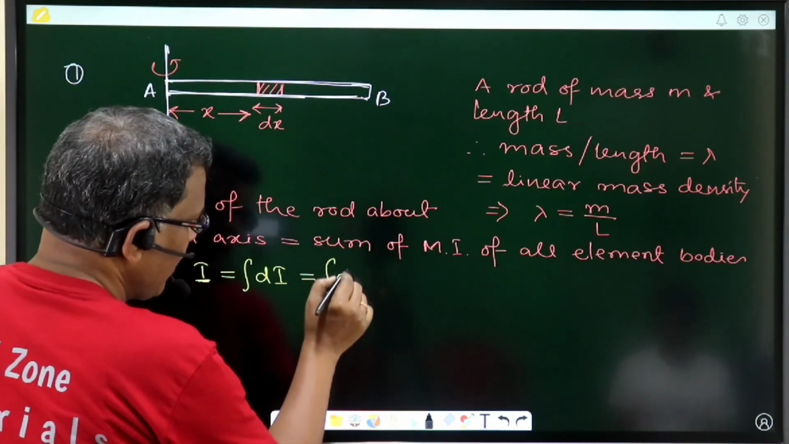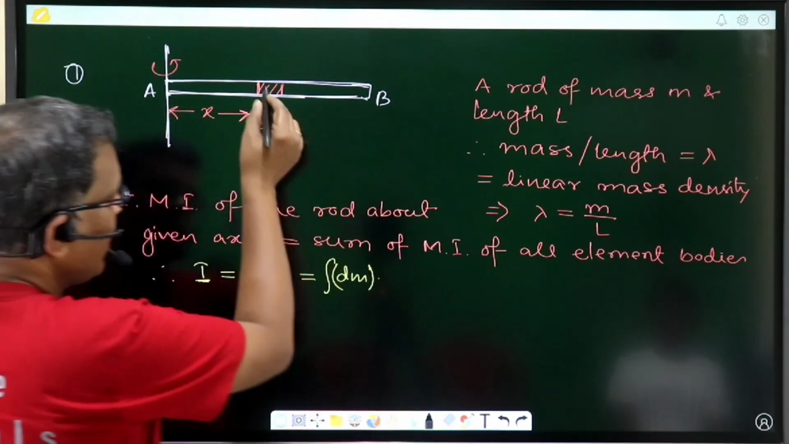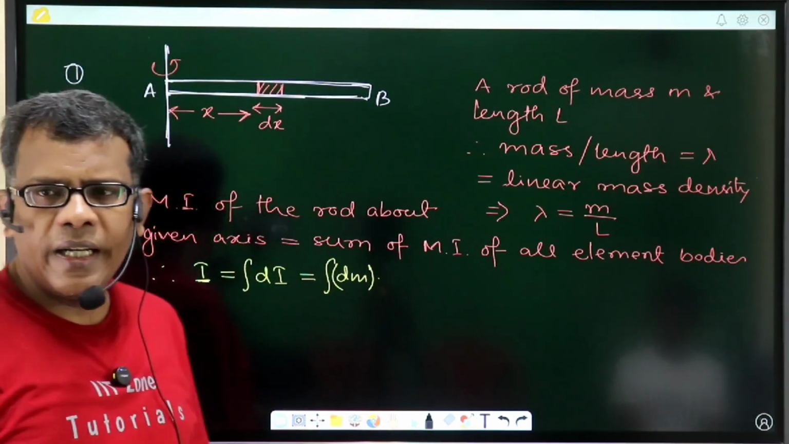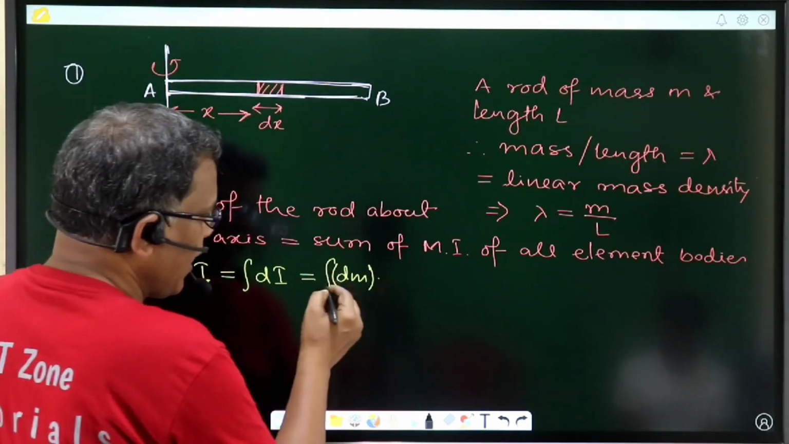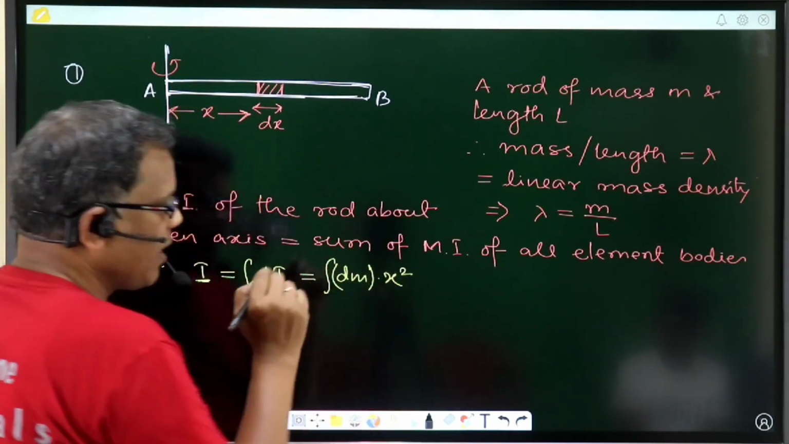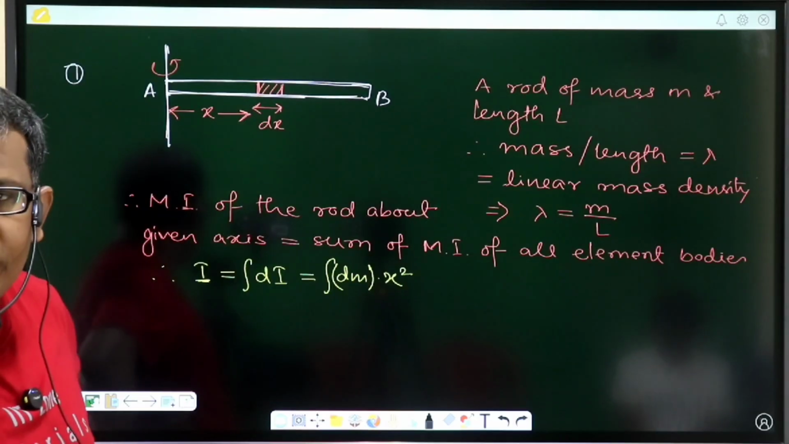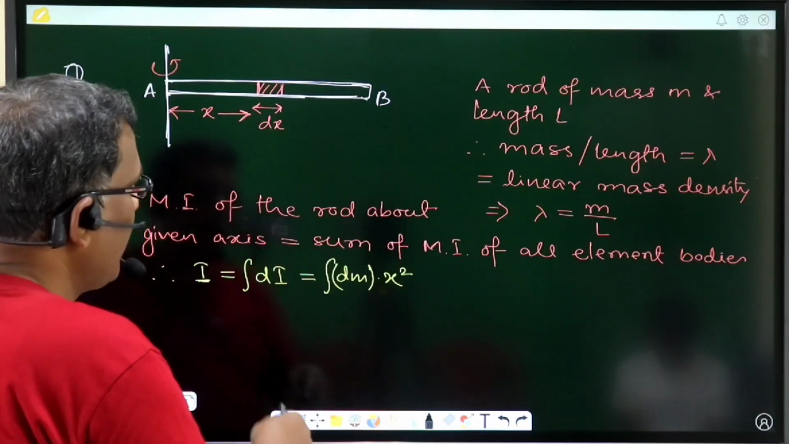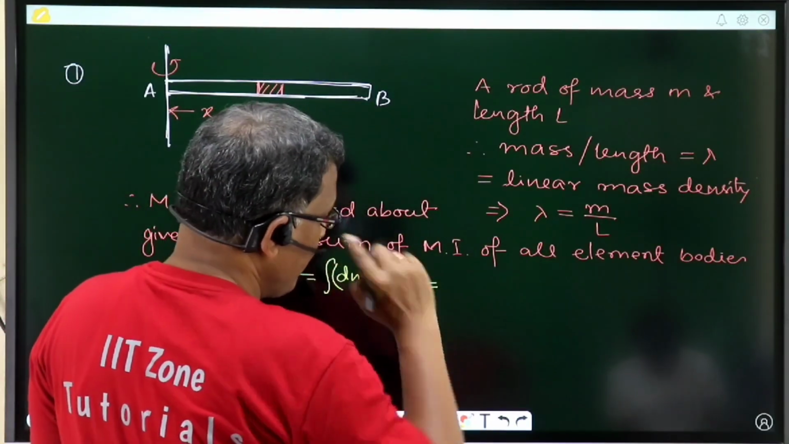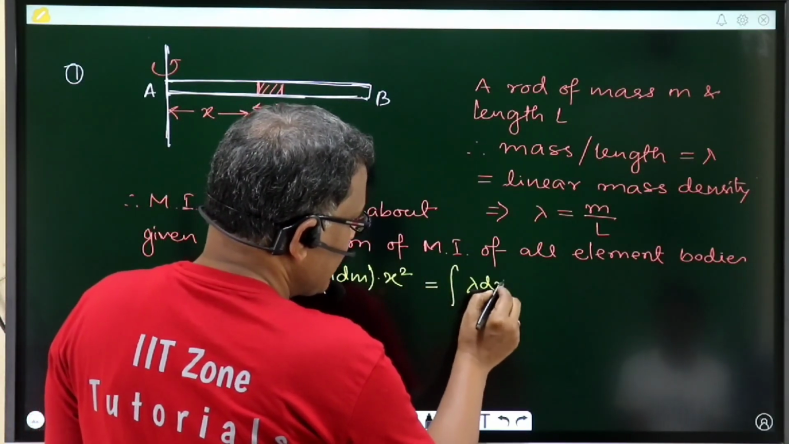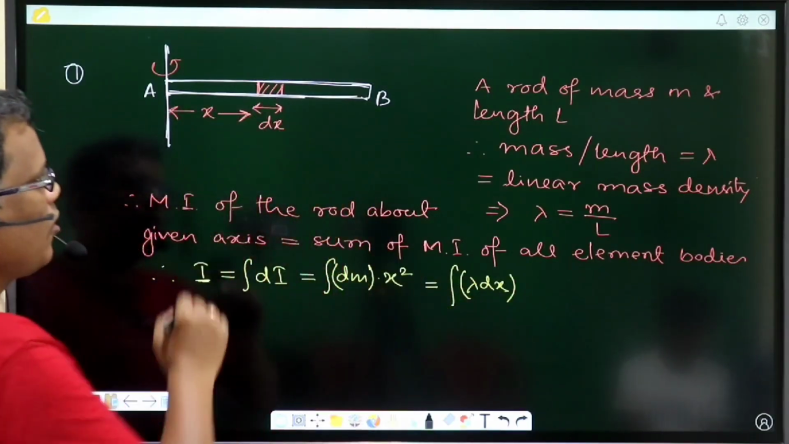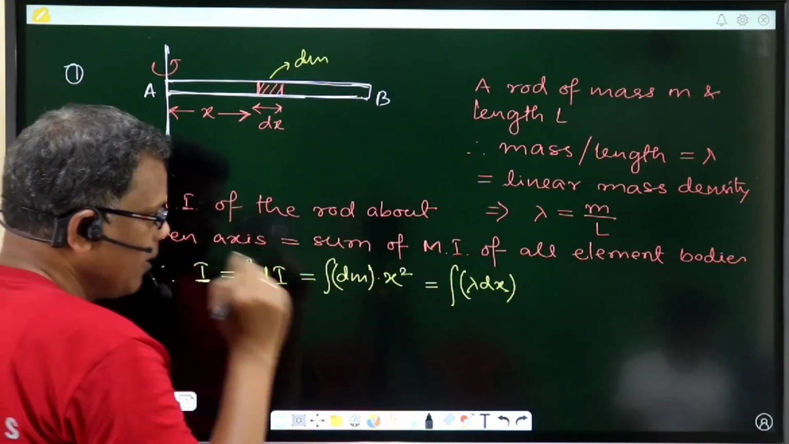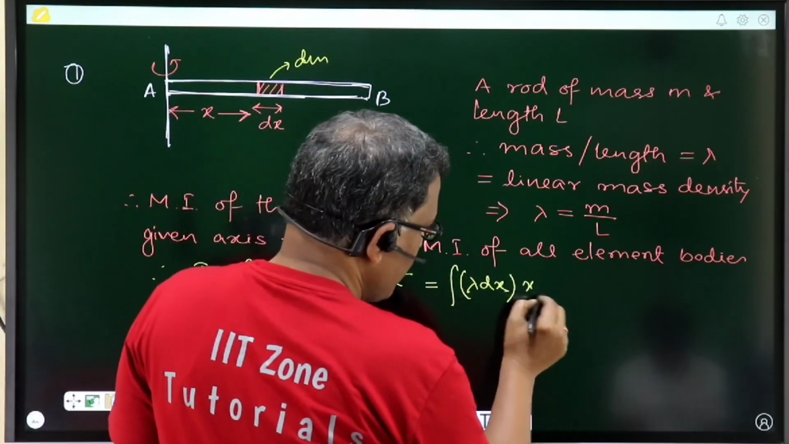This element may have the mass dm, and the element will be treated as good as a point object. We know that for a point object the MI expression is given by mass into square of radius, isn't it? It will be dm into x square. The value of dm we can write using the unitary method. It is lambda into dx. Lambda is the mass on unit length, that into the length of the element. So dm can be written as lambda dx, that into x square.